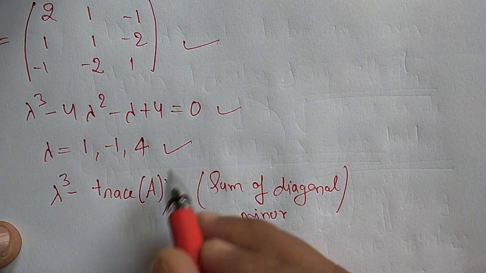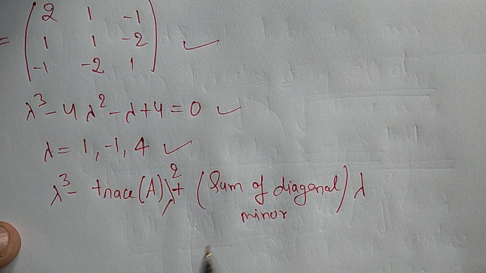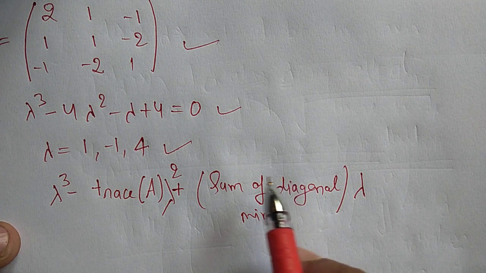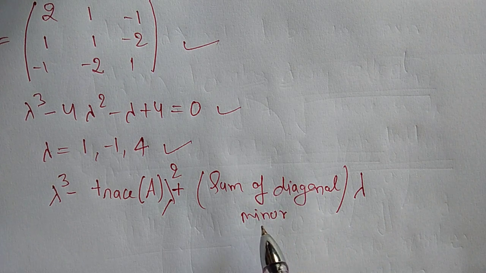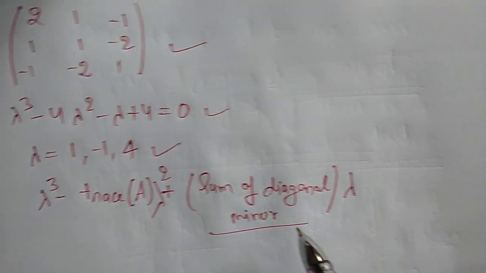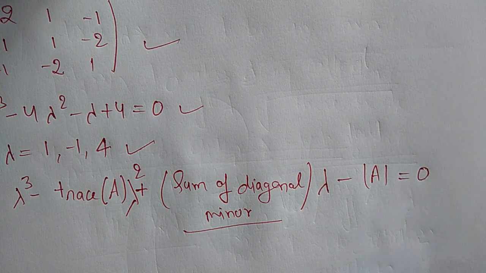Here we have lambda square, here we have lambda. So sum of diagonal minus. So we find the minor of each diagonal element. We have 3 diagonal elements, so here we have 3 terms, and minus determinant of A equal to 0.